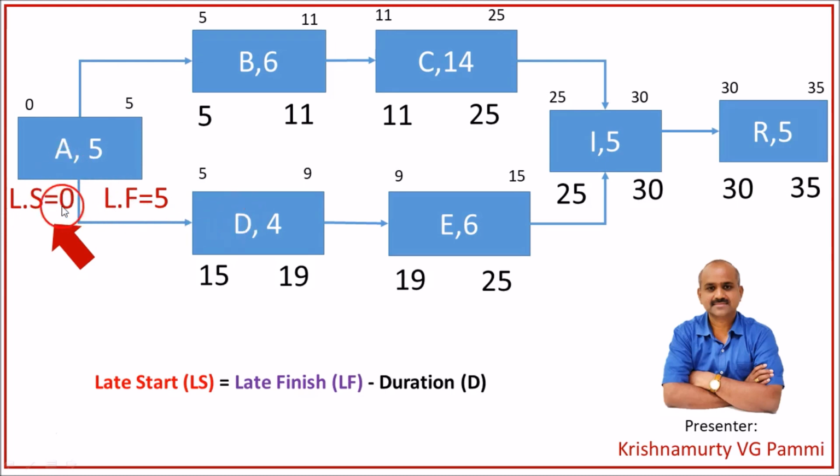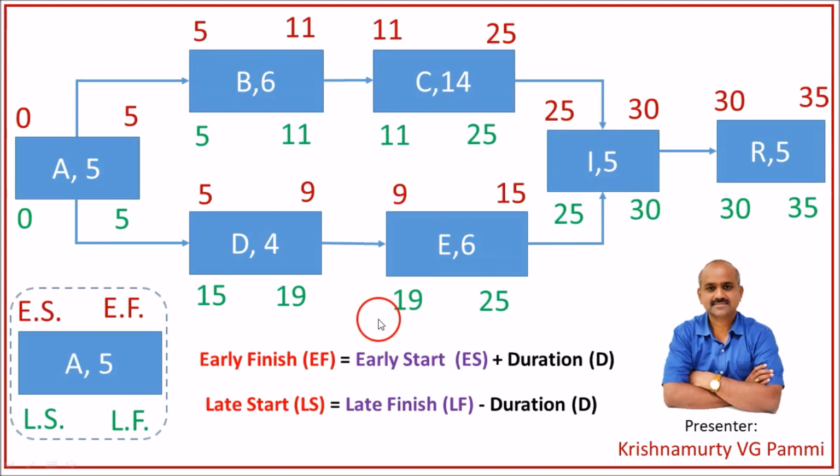So you got the late finish in backward pass using the formula late start is equal to late finish minus duration. We now have the early start, early finish, late start, late finish using this representation for all the activities, using the formula early finish is equal to early start plus duration, late start is equal to late finish minus duration. We are calculating early start and early finish using forward pass and we are calculating late finish and late start using a backward pass.